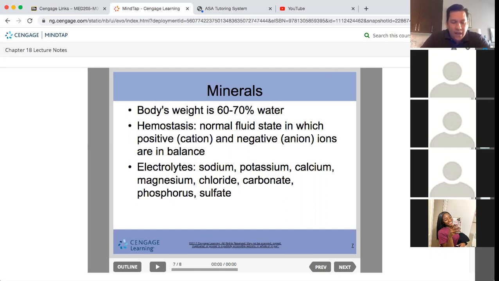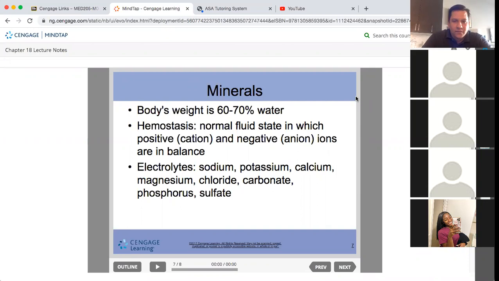The chief cations and anions are sodium, potassium, calcium, and magnesium, and these are the cations. The cations are sodium, potassium, calcium, and magnesium. These are positive. And the anions that are negative are chloride, carbonate, phosphate, and sulfate. Selected minerals and their functions, food sources, RDAs, indications of deficiency, and toxicity are described in the book. Minerals are excreted daily from the body, therefore, it is most important to replace them through a well-balanced diet.